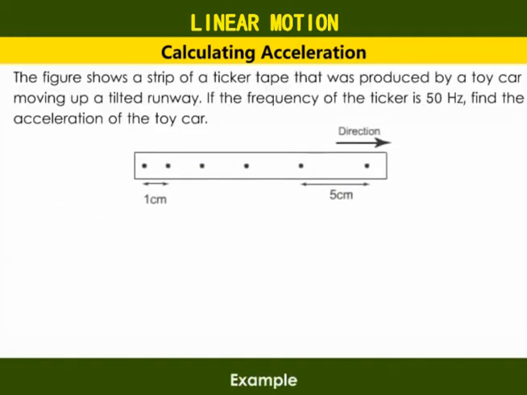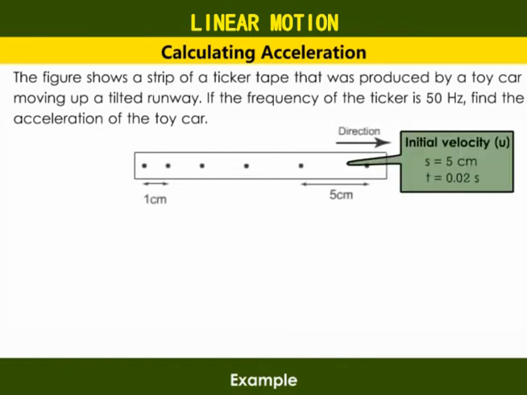Let's take an example. This ticker tape was produced by a toy car moving up a tilted runway. If the frequency of the ticker is 50 Hz, calculate the acceleration of the toy. We first determine the initial velocity u, final velocity v, as well as the time taken from u to v. In the first tick, time is 0.02 seconds because we are talking about 50 Hz, and the displacement is 5 centimeters. So u is equal to 5 centimeters over 0.02 seconds, and that gives us 250 centimeters per second.